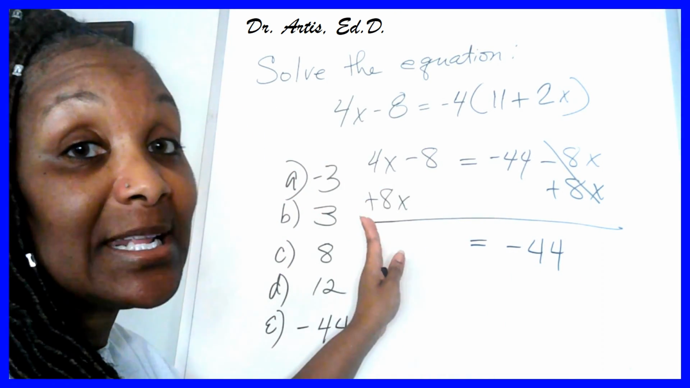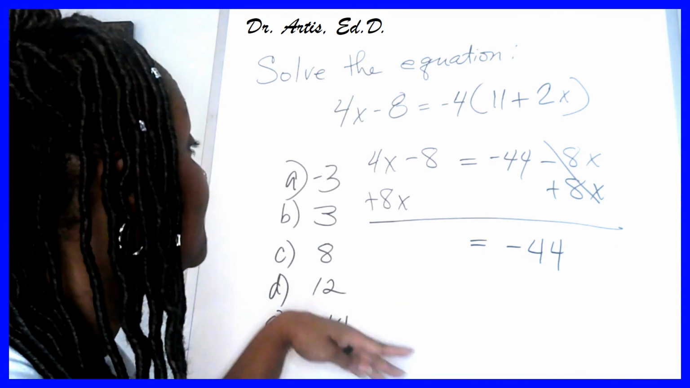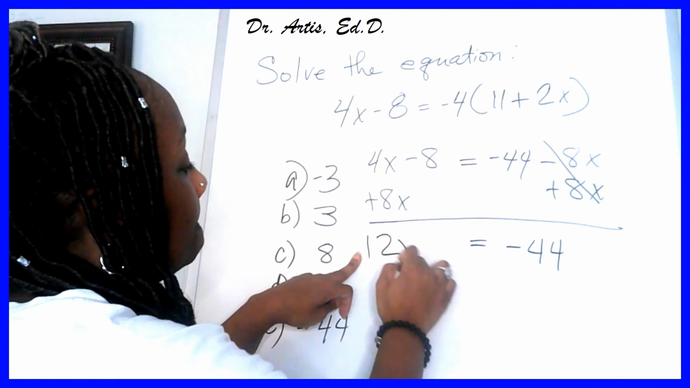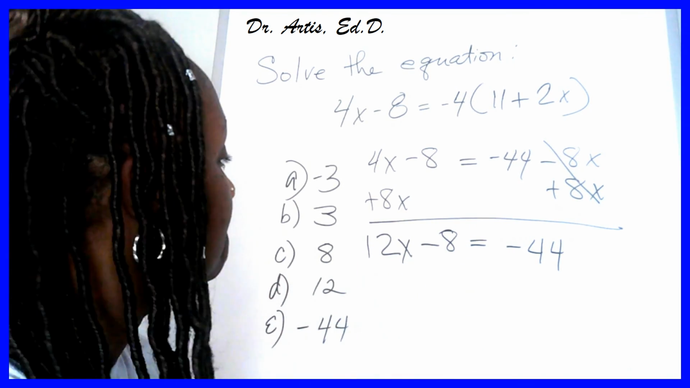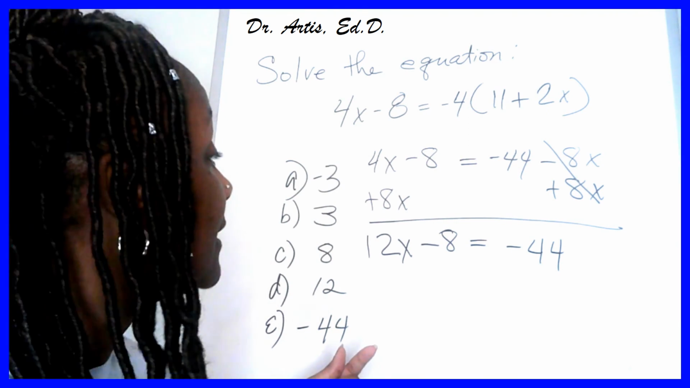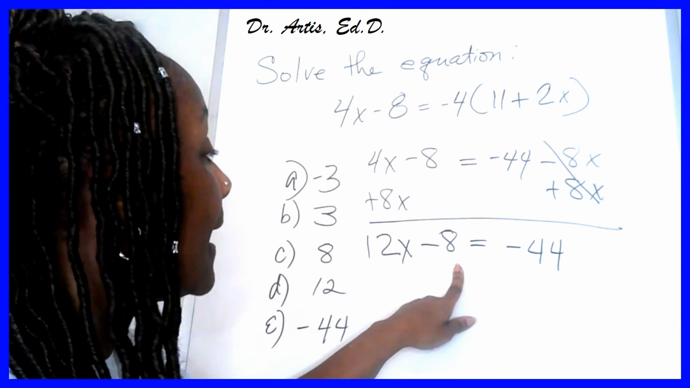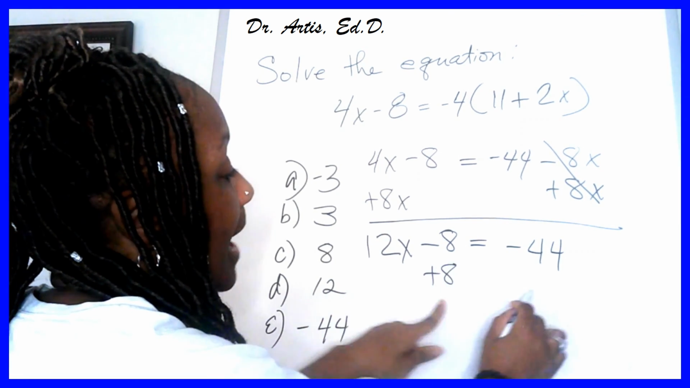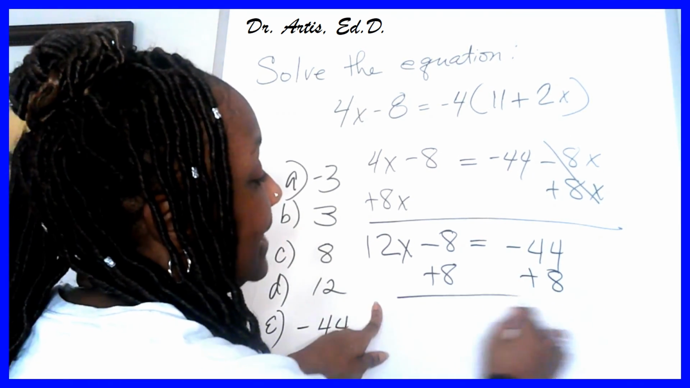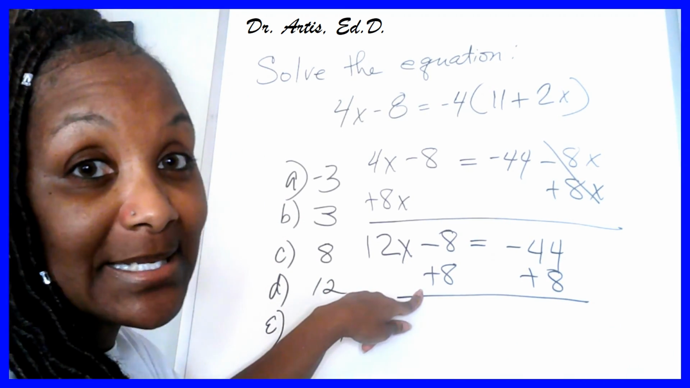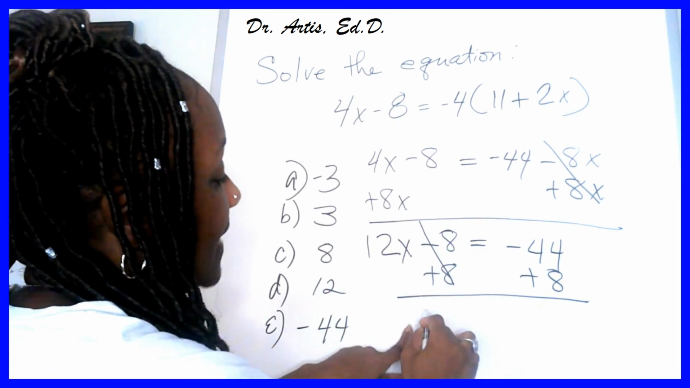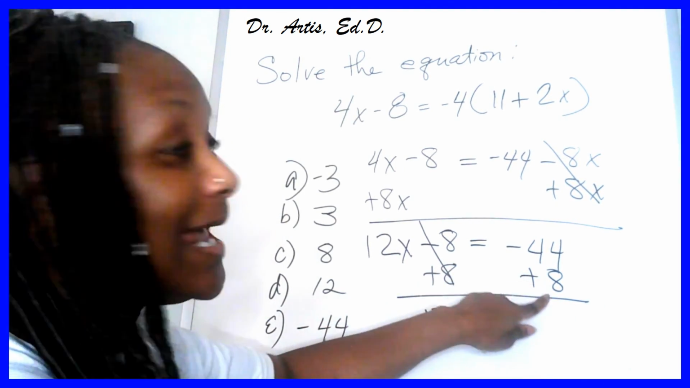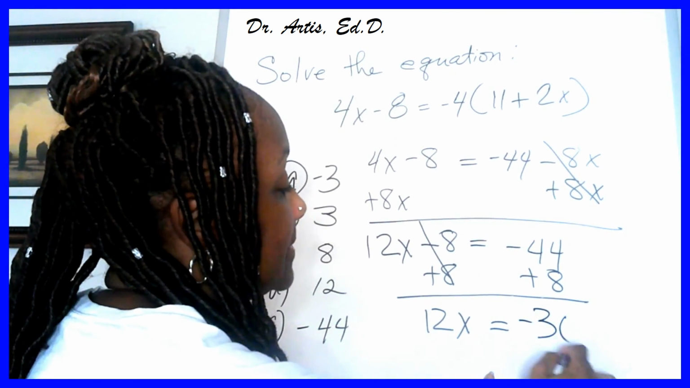And now when I move to the left side of the equation, I have 4x plus 8x, which will give me 12x minus 8. The next thing I'm going to do is get rid of my negative 8, okay, so that I can get my 12x by itself. I'll add an 8 here as well as an 8 here. A negative and a positive will cancel each other out. That leaves me with 12x here equals negative 44 plus 8 will give me a negative 36.